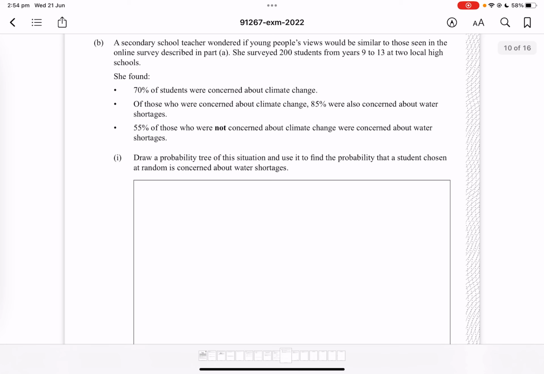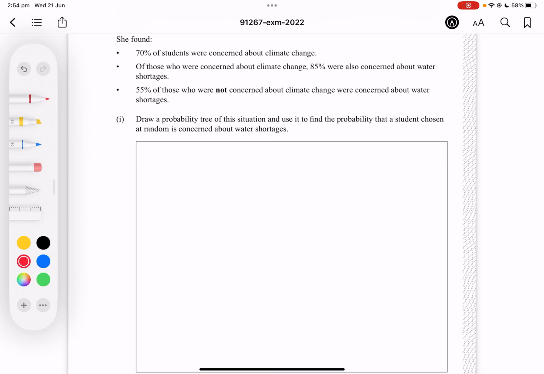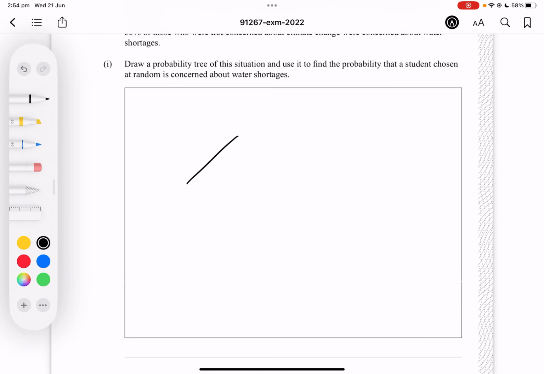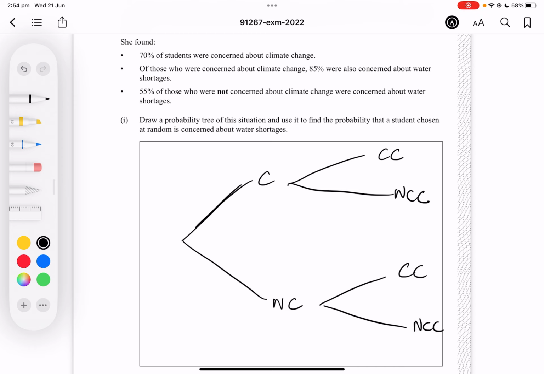So we can draw a probability tree, and we can just draw out the probability tree. So first thing is whether or not the student is concerned. So we have concerned, not concerned. Maybe a bit bigger than this. That's a bit small. We have a lot of space, so might as well use it. So we have concerned and not concerned. And of those that are concerned, those are worried about climate change, and those are not worried about climate change. Same thing for the other. So we have those that are worried about climate change and those that are not worried.